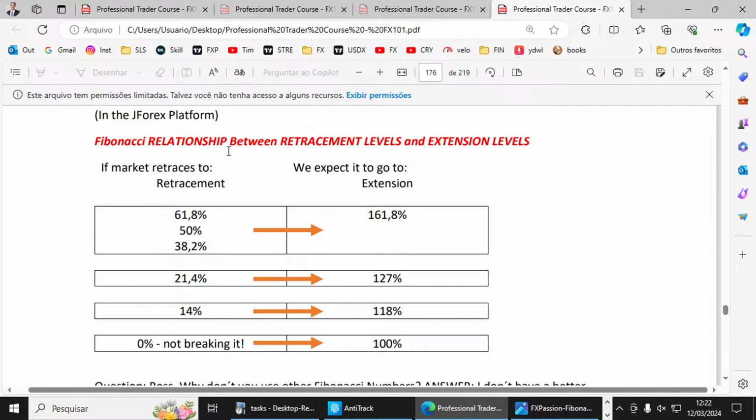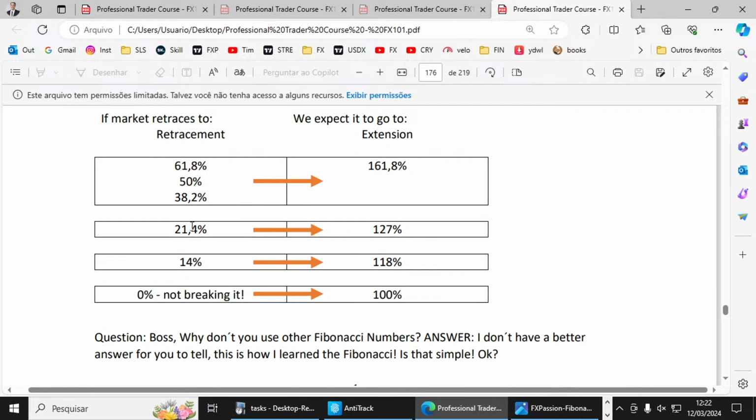And here is now the Fibonacci relationship between retracement levels and extension levels. If the market retraces to 61.8, 50, 38.2, we expect it to go to the extension 161.8. If the market retraces to 21.4, it goes to 127. This is blue, goes to blue. If the market retraces to the 14 level, it goes to 118, meaning red goes to red. And if it goes to 0 but not breaking it, the extension goes to 100.